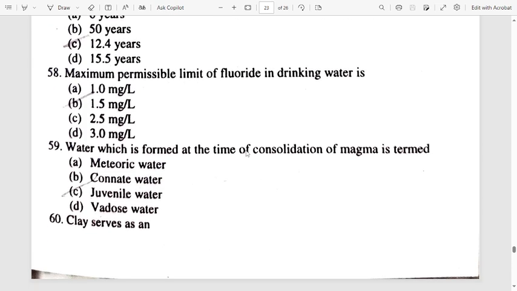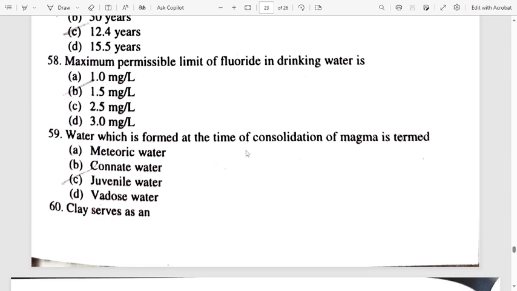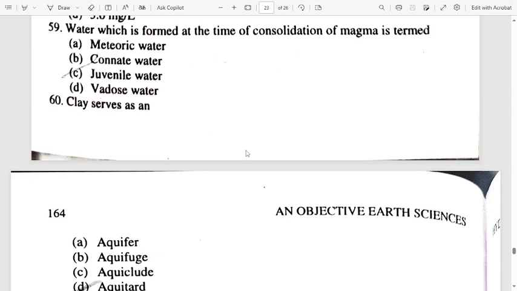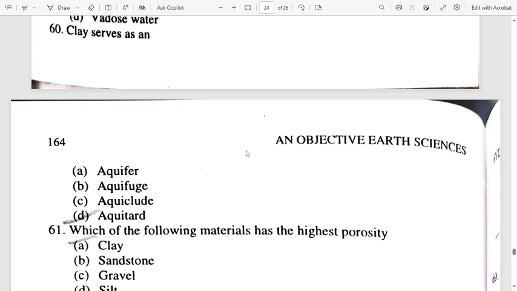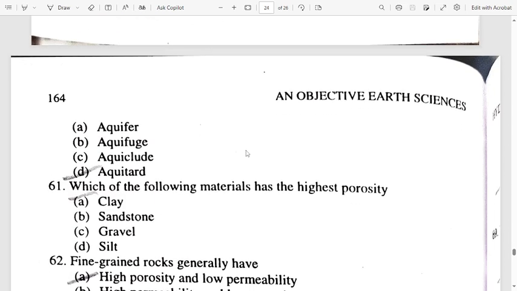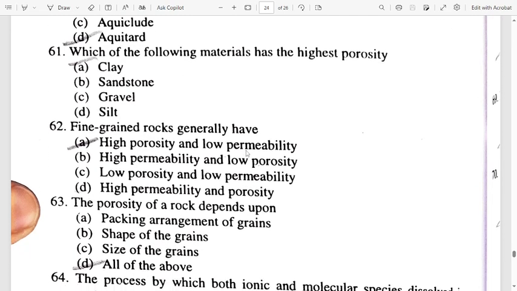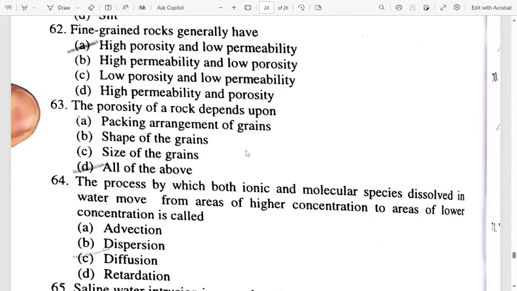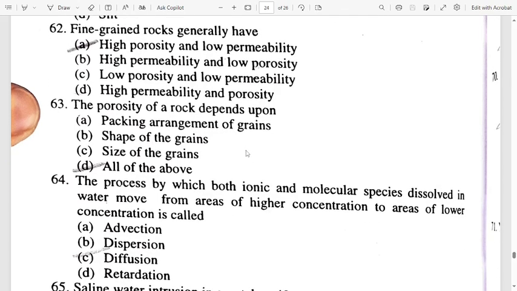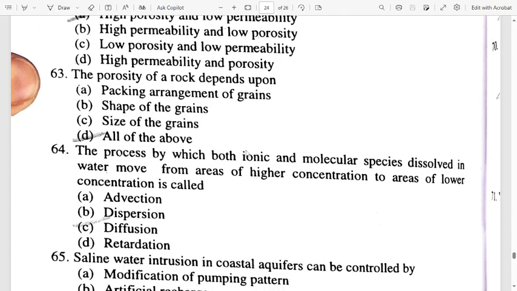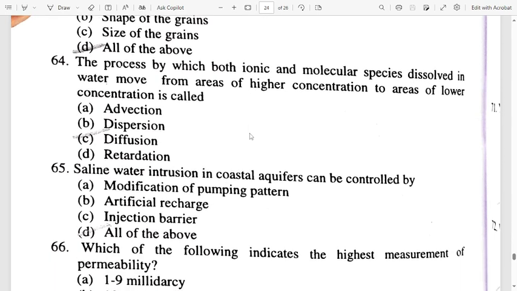Water which is formed at the time of consolidation of magma is termed juvenile water. Clay serves as an aquitard. Which of the following materials has the highest porosity? Clay. Fine-grained rocks generally have high porosity and low permeability. The porosity of a rock depends upon packing arrangement of grains, shape of the grains, size of the grains. The process by which both ionic and molecular species dissolved in water move from areas of higher concentration to areas of lower concentration is called diffusion.